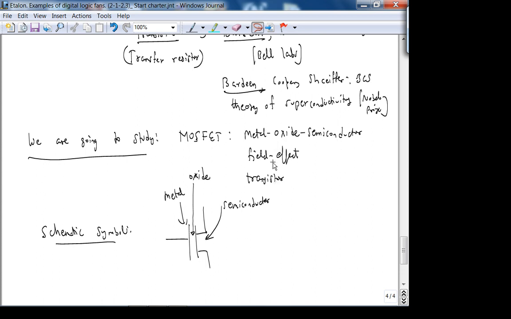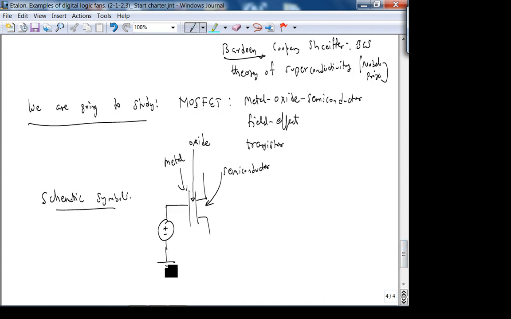The transistor action is due to field effect. What do I mean by field effect? Let's say I put a voltage, which I'm going to call VG, and you'll see why. Positive charges accumulate here. The system was electrically neutral, and the oxide is an insulator, so the negative charges get induced here.